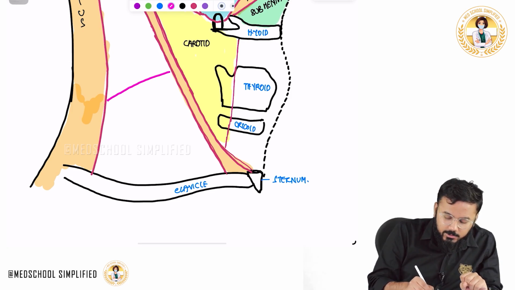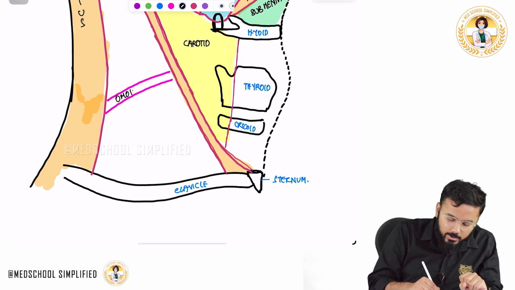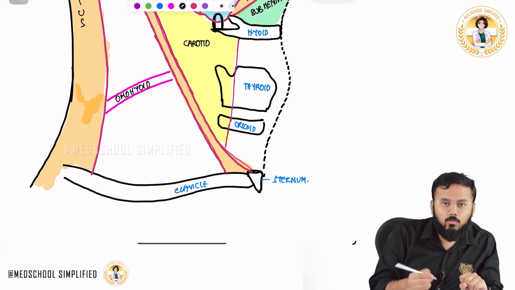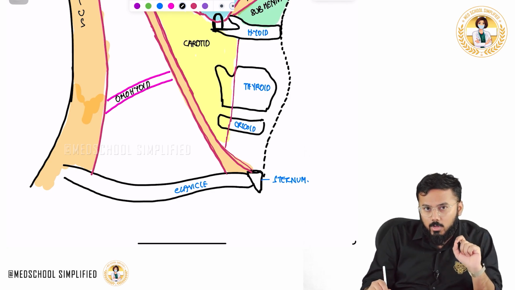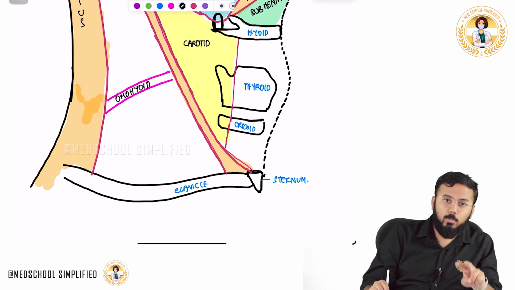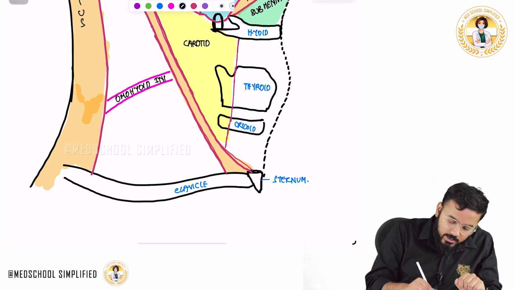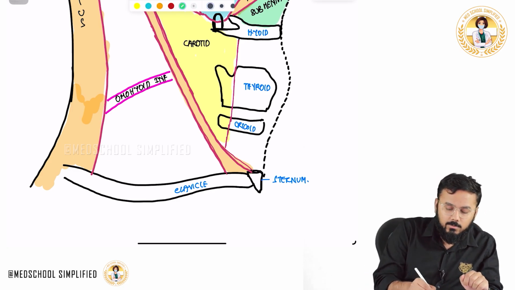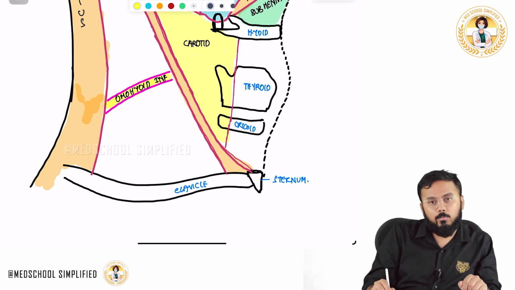You see there is a muscle which I am drawing right now. The name of this particular muscle is your omohyoid muscle. What is the name of this muscle? This is your omohyoid muscle. Now the omohyoid muscle has two bellies. One is called the superior belly, another is called the inferior belly. So this particular belly over here is called the inferior belly of the omohyoid muscle.